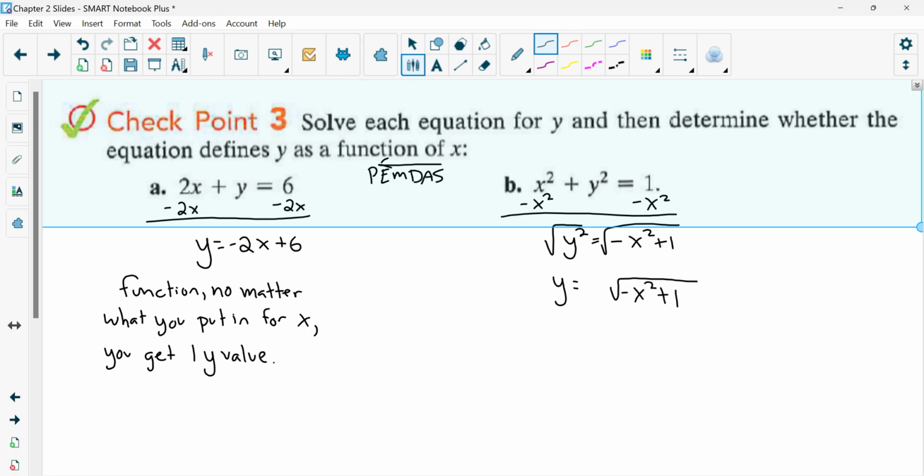But remember, when we write that square root to solve, how many answers do we get? 2. We need that plus or minus in front. So because of that plus or minus in front, when I plug something in for x, how many y values am I going to get out? I'll get 2 answers out because it's plus that square root and then minus that square root. Meaning, would this be a function or not a function? Not a function. So for each x value, you get 2 y values.